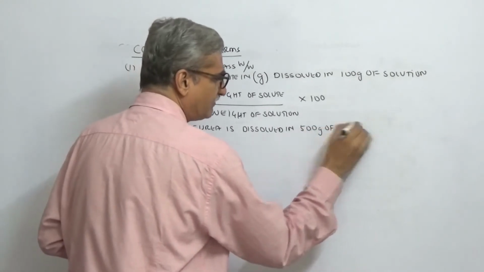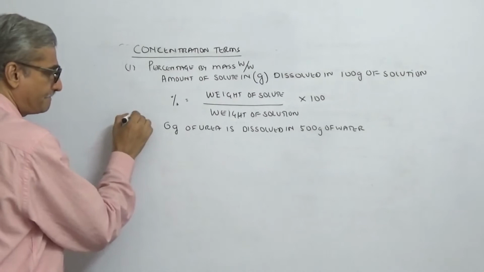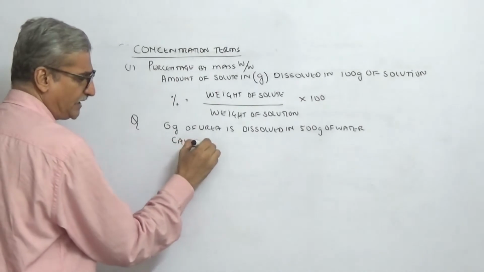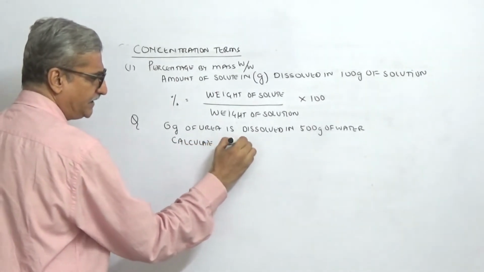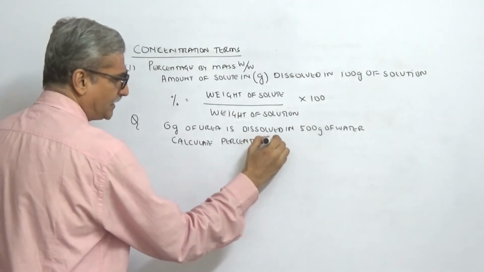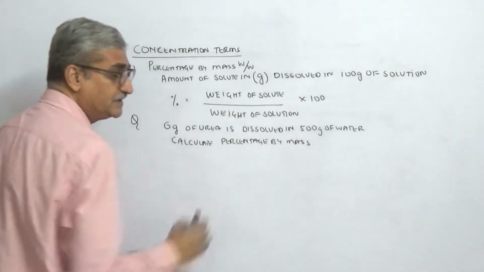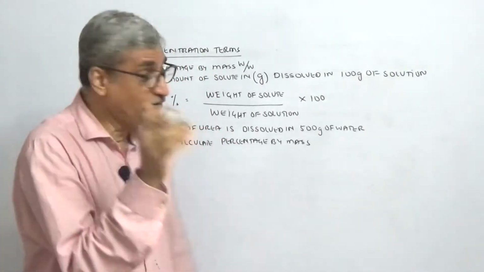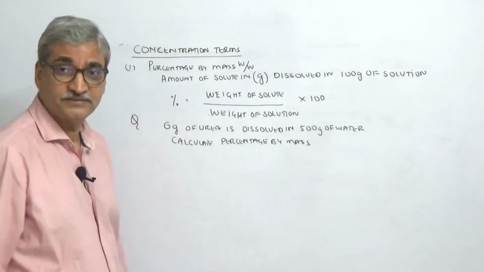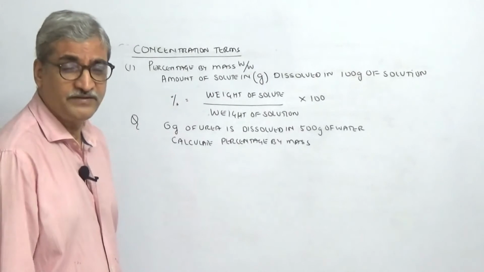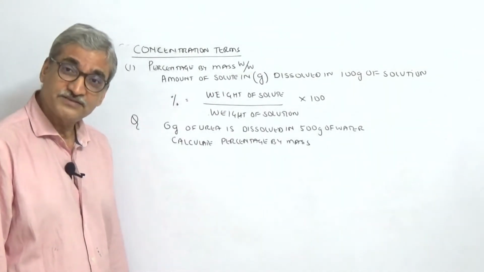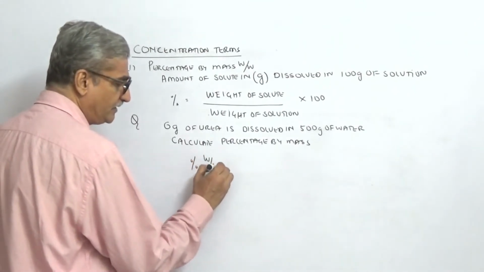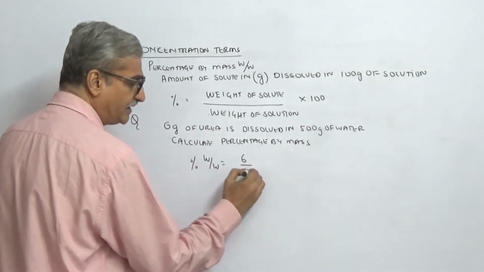Now here, what is the mistake we can make? What is the question? Calculate percentage by mass. See here, the mistake that people can make is simply doing 6 by 500. When I say weight of solution, it means you have to find out both the weight of solvent and the weight of solute. Are you understanding? So here therefore percentage weight by weight will be 6 divided by 506.